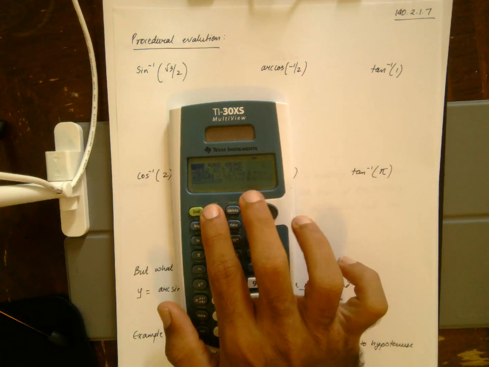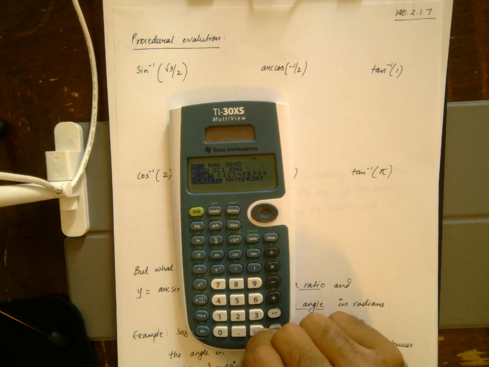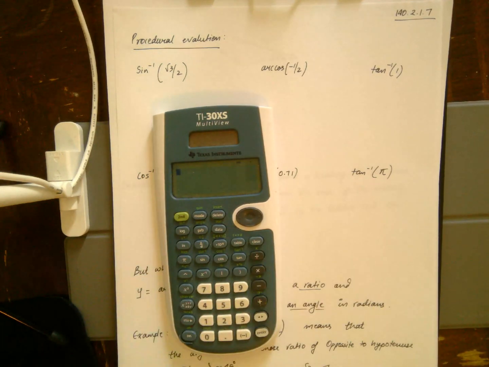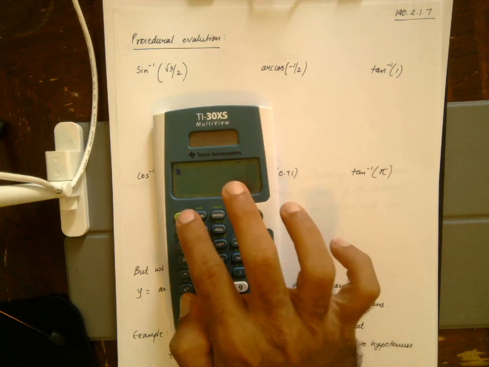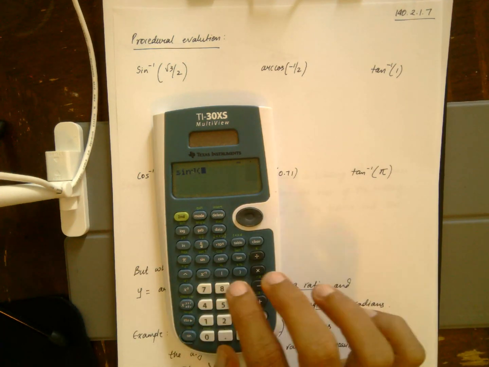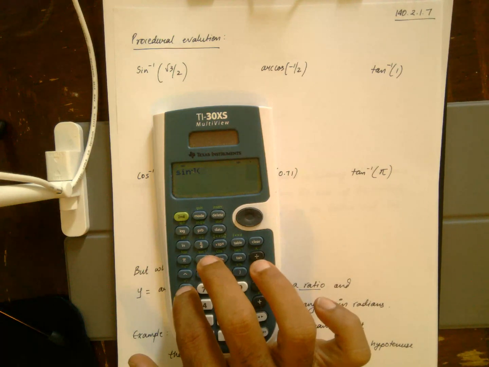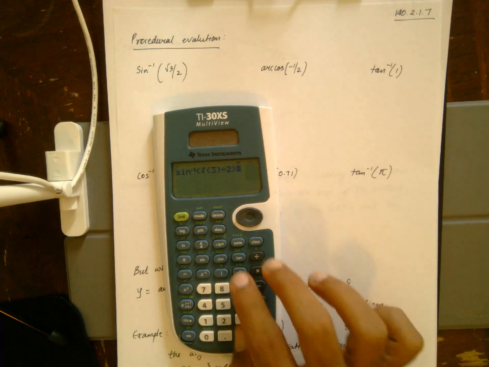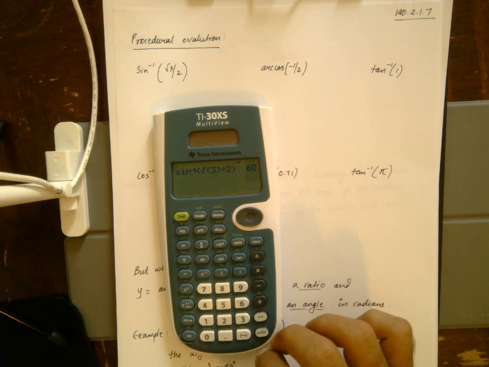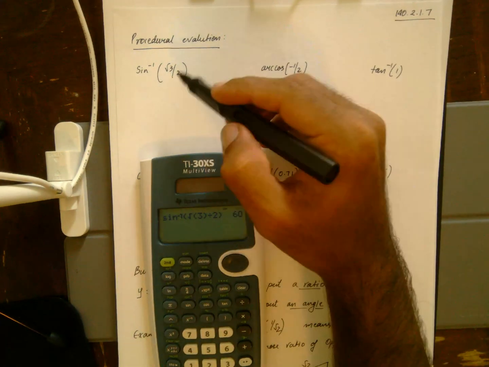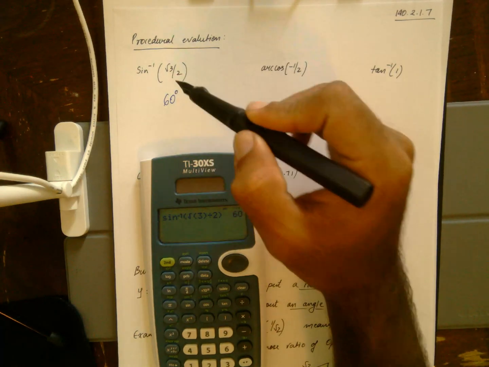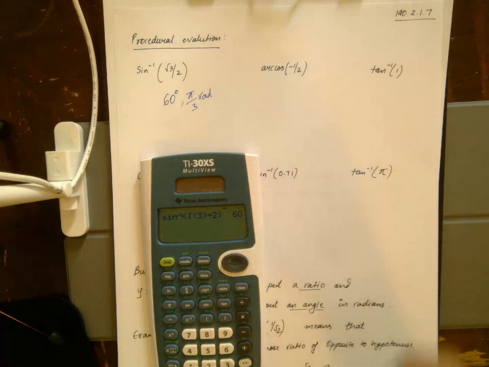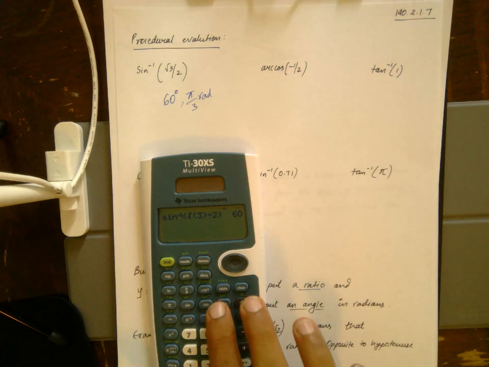And then in mode, just go in and check what mode it is in. I'm on degrees, so I'm going to stay on degrees here. The first one, let's say I want to evaluate sine inverse root 3 over 2. I go sine inverse, square root of 3 divided by 2, close the parenthesis, and it gives me 60 degrees. So that is 60 degrees or pi over 3 radians. Remember, 180 is pi radians.